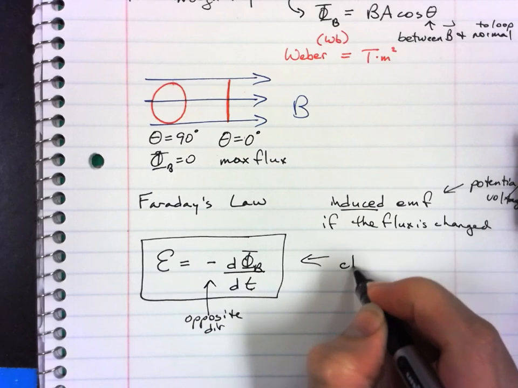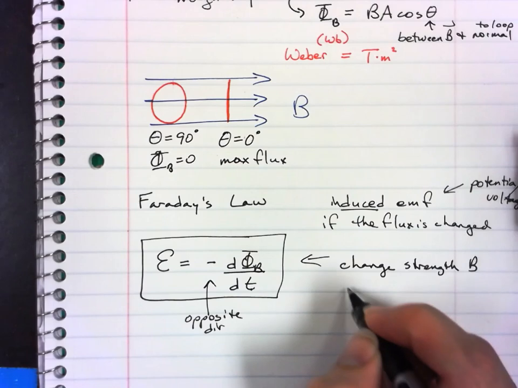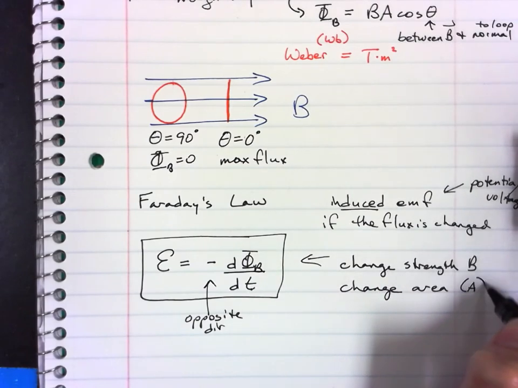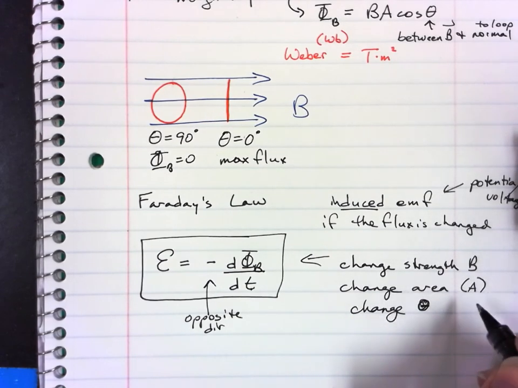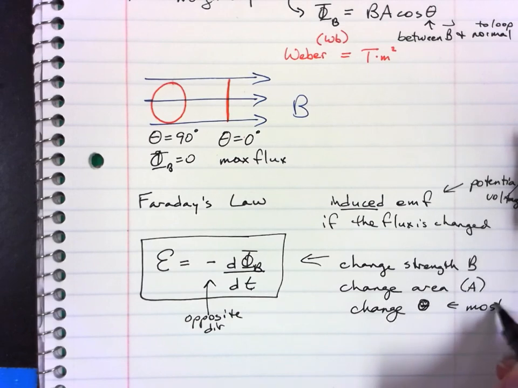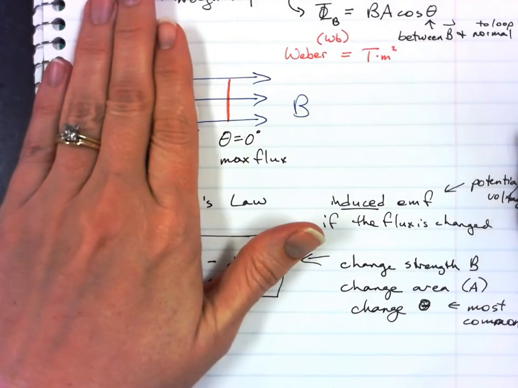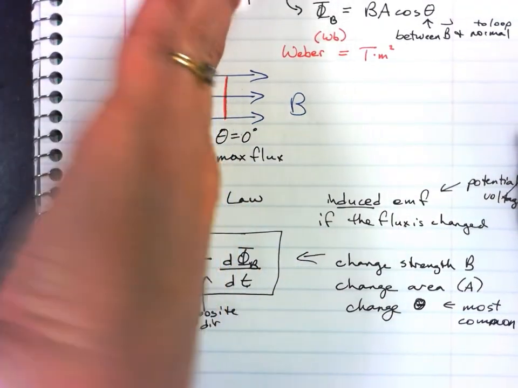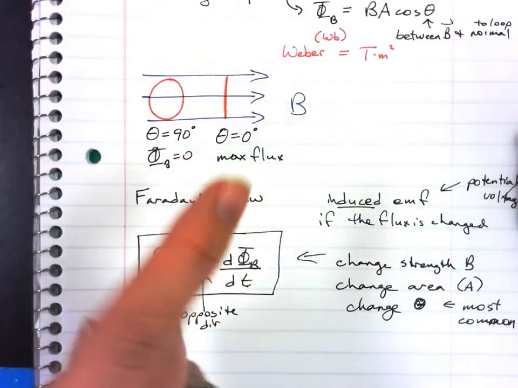So this happens if we change the strength of B, if we change somehow the area, A, or if we change the angle. That is actually the most common, because we can rotate the loop. It's actually what this is leading up to here. If we took this loop from here to here, we've changed the flux through it from 0 flux to now maximum flux. Well, if we keep turning it, 0 flux again. Now a negative flux, because the normal would always point the same direction.